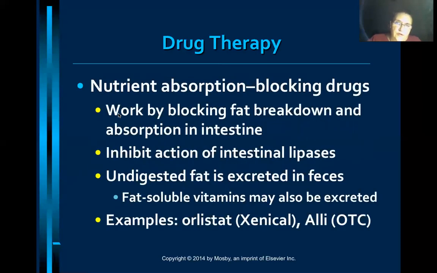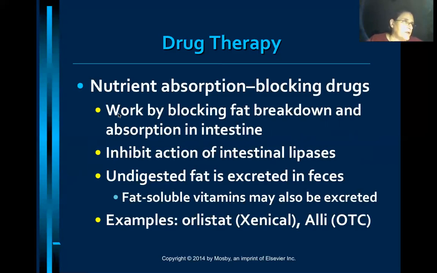Nutrition absorption blocking drugs work by blocking fat breakdown and absorption in the intestine. These do have some side effects because they inhibit the action of intestinal lipase. So the byproduct is bloating, diarrhea, and flatulence. Undigested fat is excreted in feces. Fat-soluble vitamins may also be excreted. Examples are Xenical and Alli.